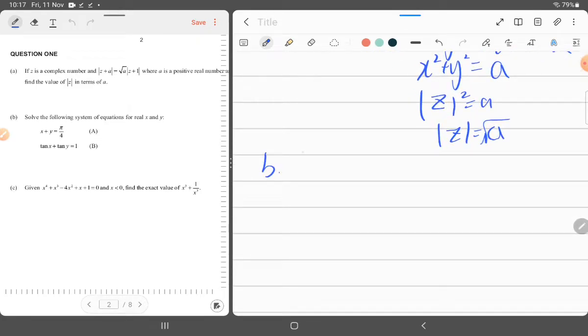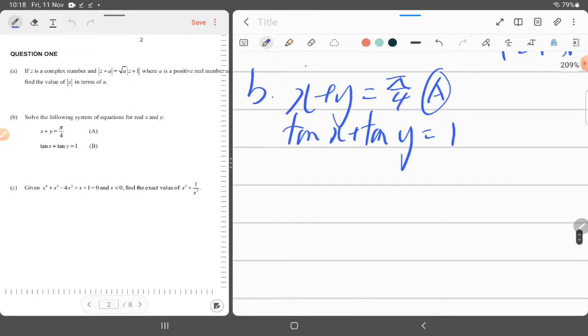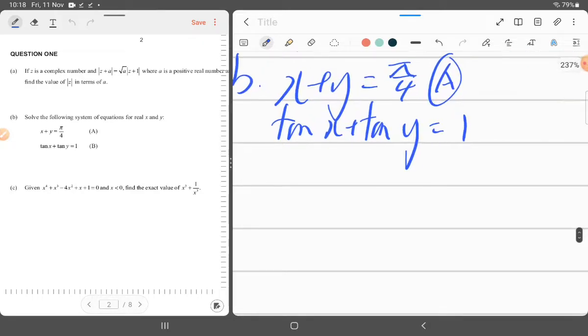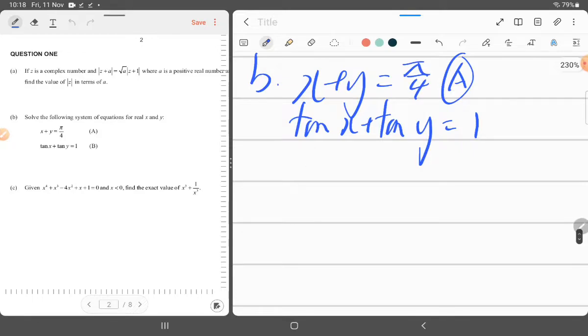Question 1b. x plus y equals pi over 4, that's a. tan x plus tan y is equal to 1. But the answer scheme hasn't come out yet, so I'm not entirely sure if these are true, but I'm pretty confident that my answers are true.